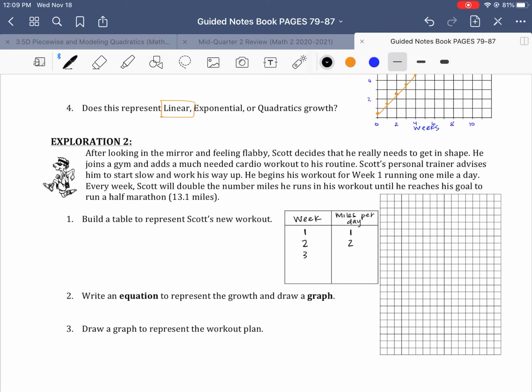Week 3, he's going to double. So now he'll be up to 4 miles a day. And week 4, it looks like he'll be at 8 miles. And he's probably about ready for his half marathon at that point. We could put this one in. That would be a rough week there, 16 miles a day.